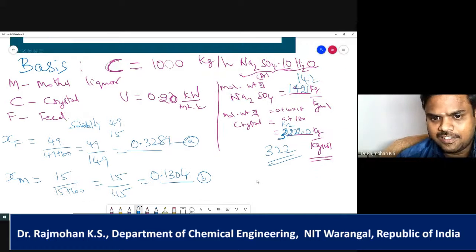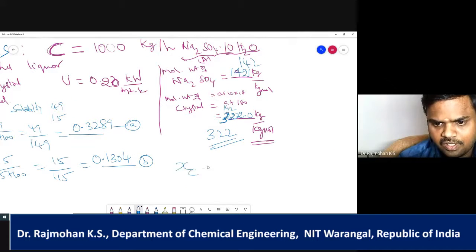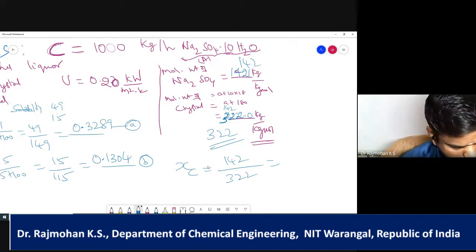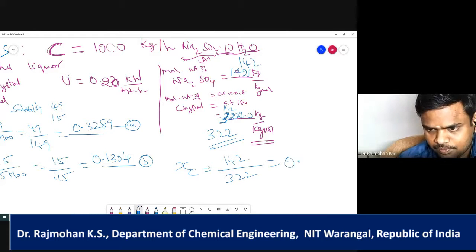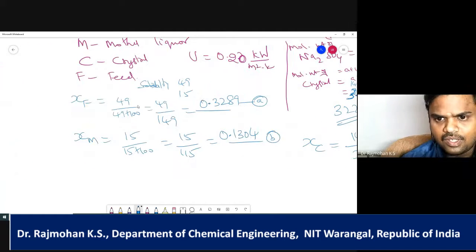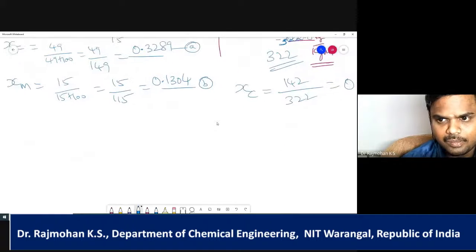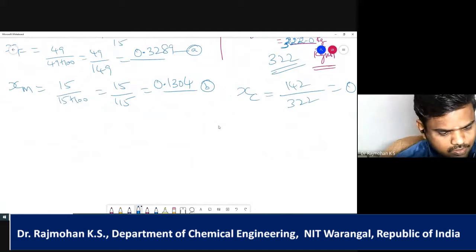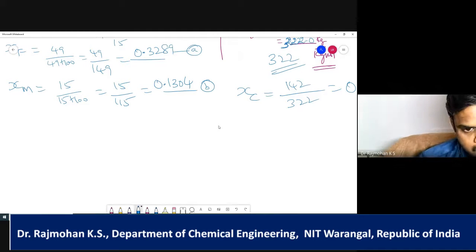So we can even determine the XC value now. Remember, before getting into the problem itself, from the given data we can write these things. So 142 divided by 322 is equal to 0.440. So we have the XC value, the XM value, and the XF value. Now we can start writing the material balance and the individual material balance for the solute. And it is given that C is equal to 1000.